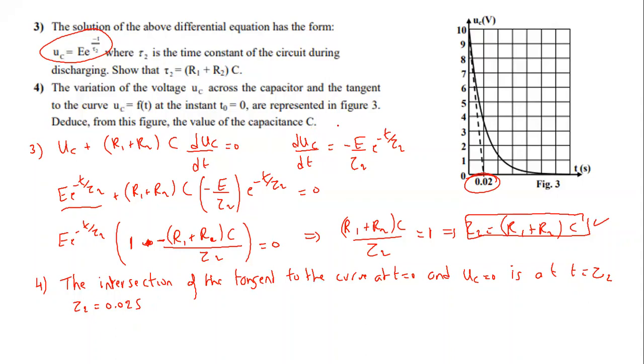And the question is to find the capacitance. We had before the expression here. So this means that 0.02 is equal to R1 plus R2, which we were given, 20,000, times C, which means that C equals 0.02 over 20,000. So we get C equal to 10 to the power minus 6 farad. We must get the same answer since we are using the same capacitor.